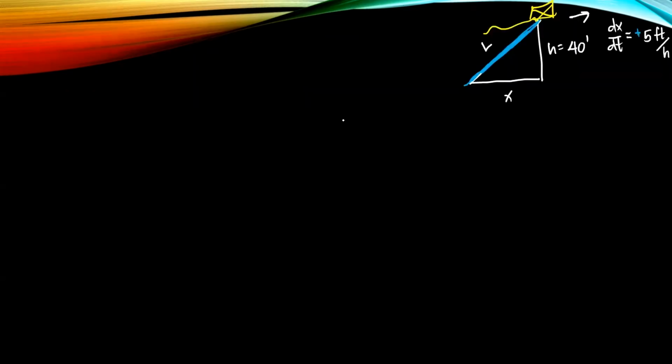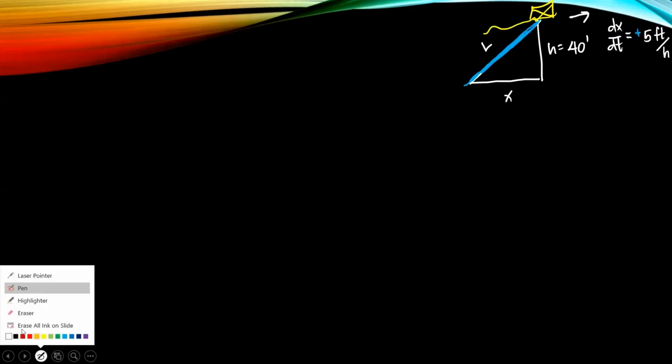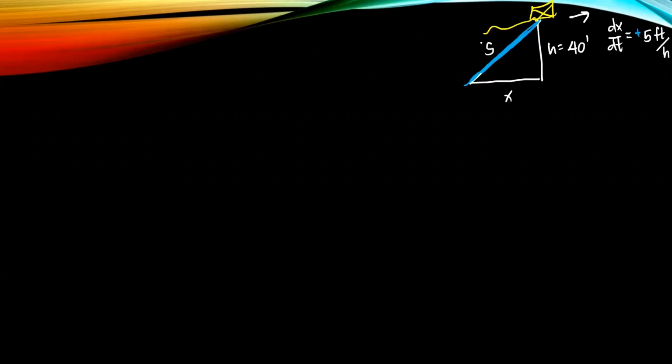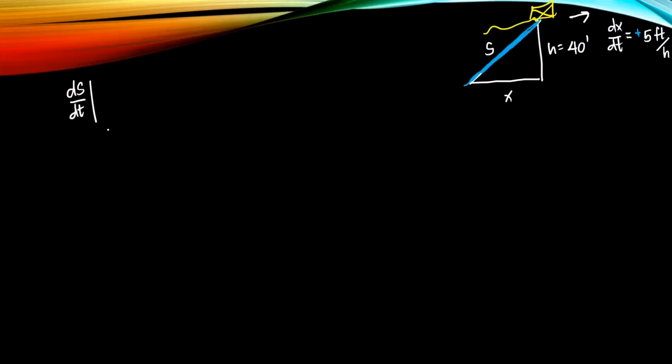So the cord is letter L for me. Yeah, let's just use S because it's S there. So you're asked, how fast is the cord being laid out? ds over dt. At what instant? When 50 feet of the cord is out. When S is 50 feet. Because 50 feet is not constant if it's moving. But you know it's moving horizontally, so H is constant.